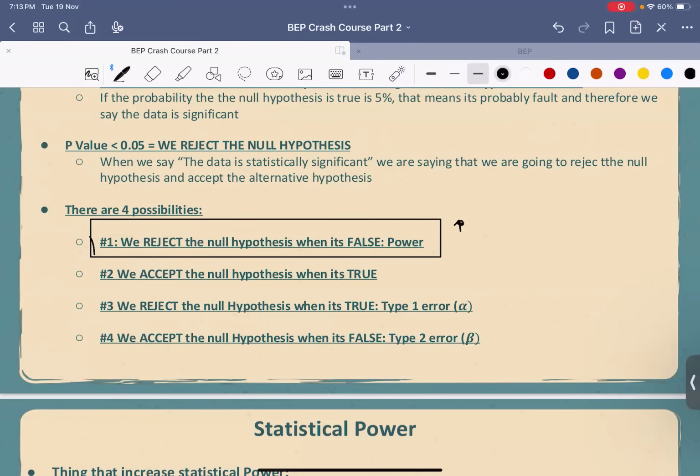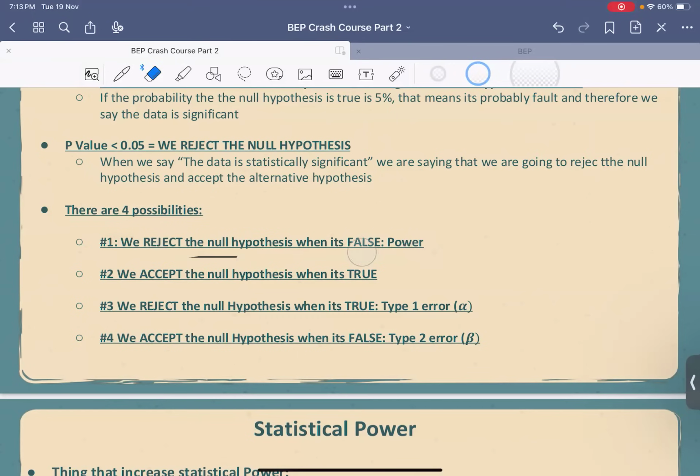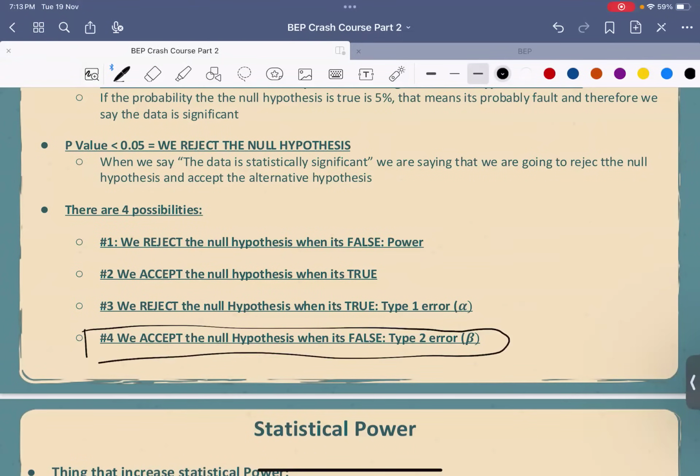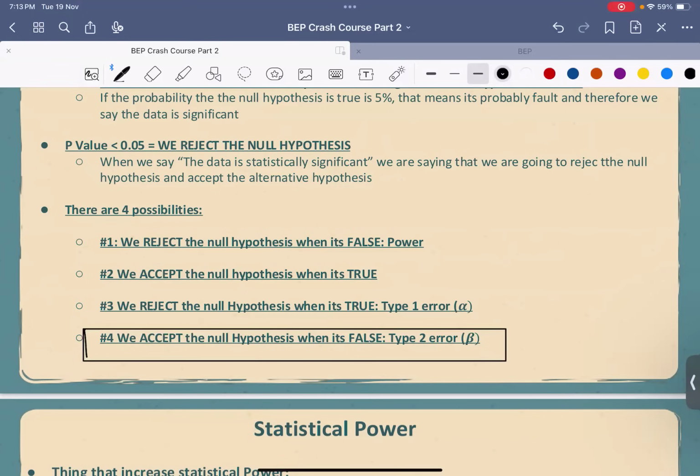So if the study has high percentage power, there's a high chance that we got the right option, and that we reject the null hypothesis when it's false. If you have low power, then we might fall in this error, type 2 error, which is accepting the null hypothesis when it's false.